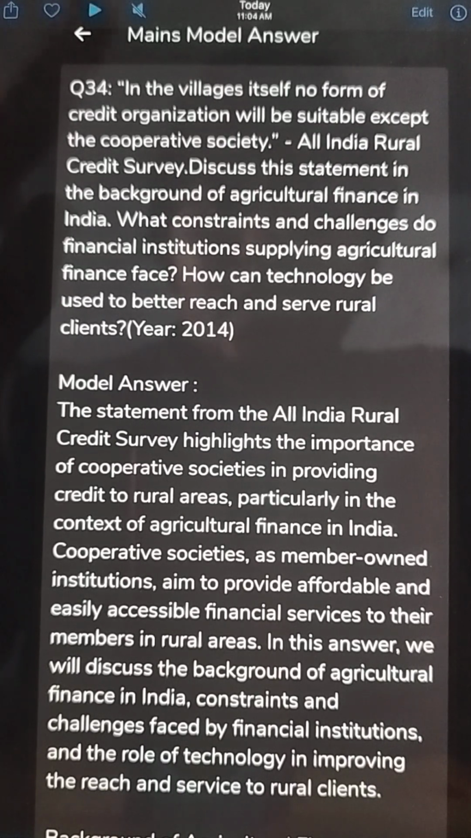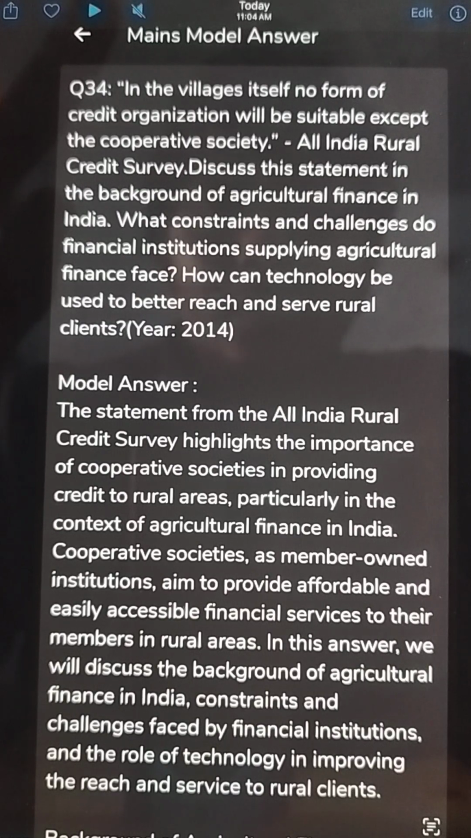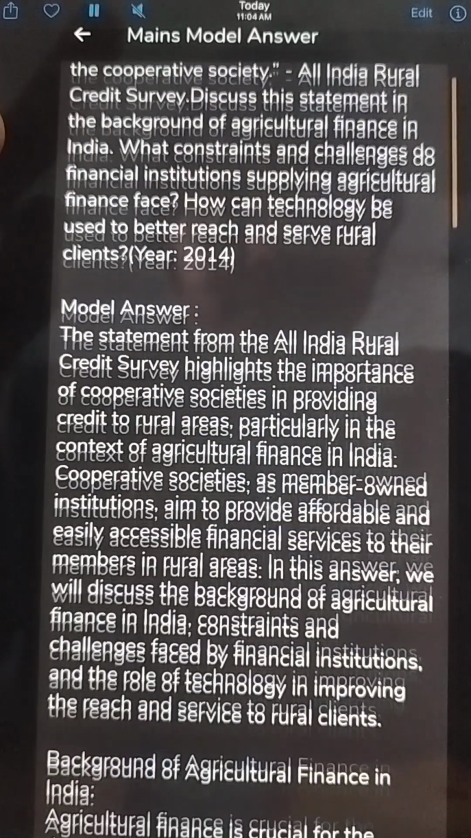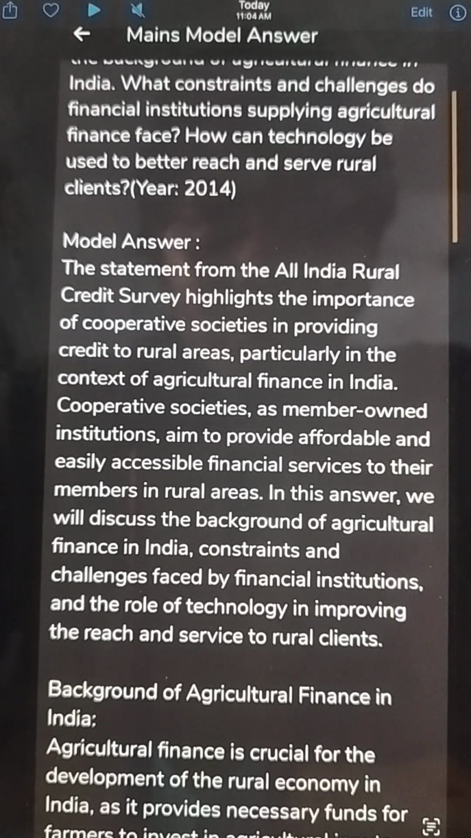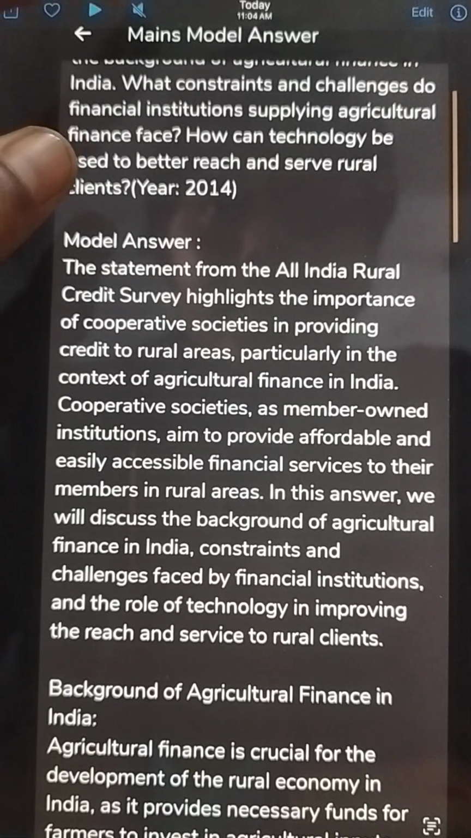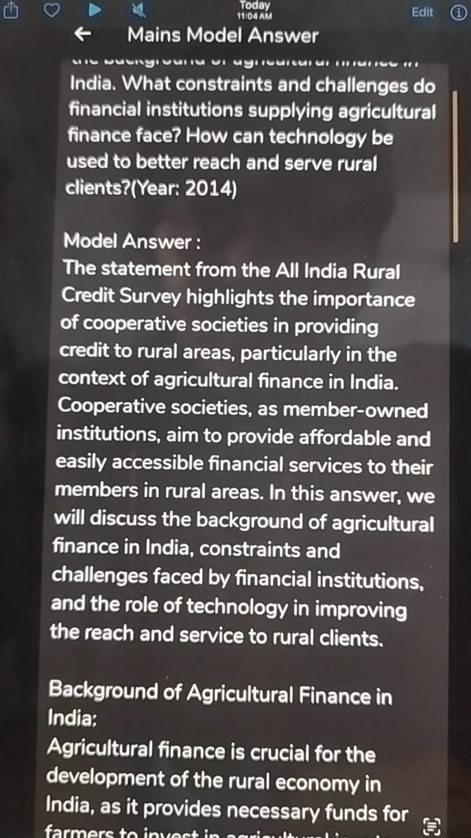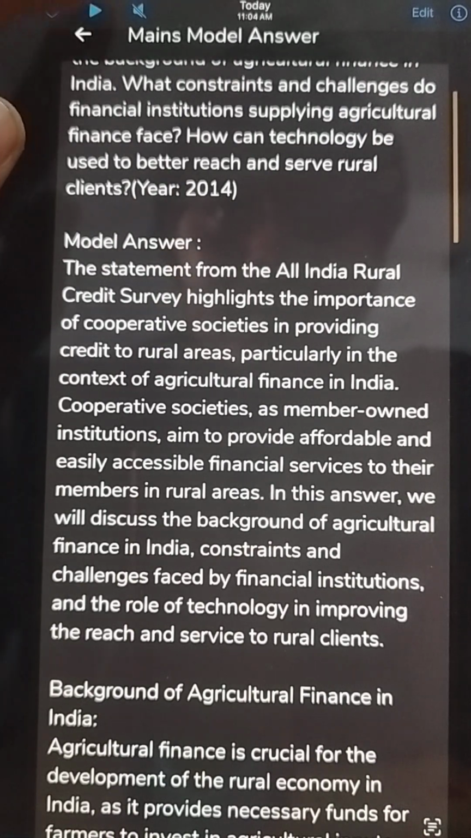The statement from the All India Rural Credit Survey highlights the importance of cooperative societies in providing credit to rural areas, particularly in the context of agriculture finance in India. Cooperative societies, as member-owned institutions, aim to provide affordable and easily accessible financial services to their members in rural areas. In this answer, we will discuss the background of agriculture finance in India, constraints and challenges faced by the financial institutions, and the role of technology in improving the reach and services to the rural clients.